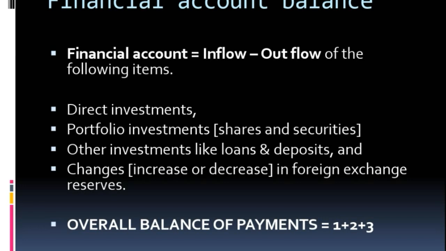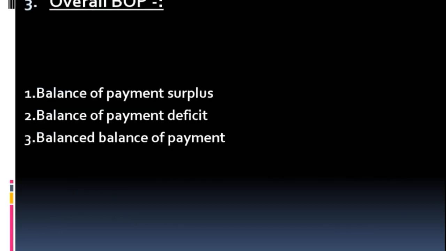So these are the different balances which come within the different accounts of balance of payment. When we look at the overall balance of payment, there are balance of payment surplus, balance of payment deficit, and balanced balance of payment. Balance of payment surplus means if the sum total of current account, capital account, and financial account becomes a positive figure, then we say that the balance of payment of that country is a surplus.